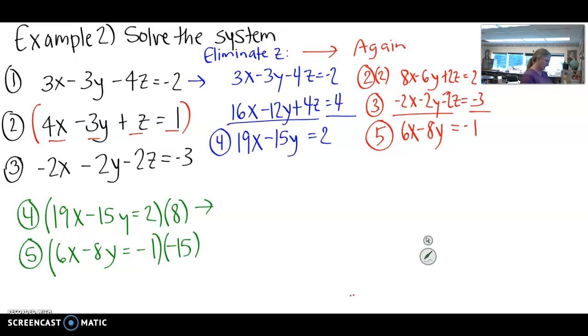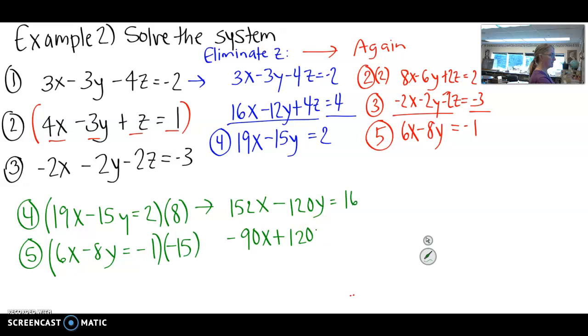19 times 8 is 152x, and then minus, just double check this, negative 15 times 8 is going to be minus 120y, and then 2 times 8 is 16. And then down here, 6 times 15 is 90, but it's a negative because I have a positive times a negative. And then this is plus, because I have a negative times a negative.